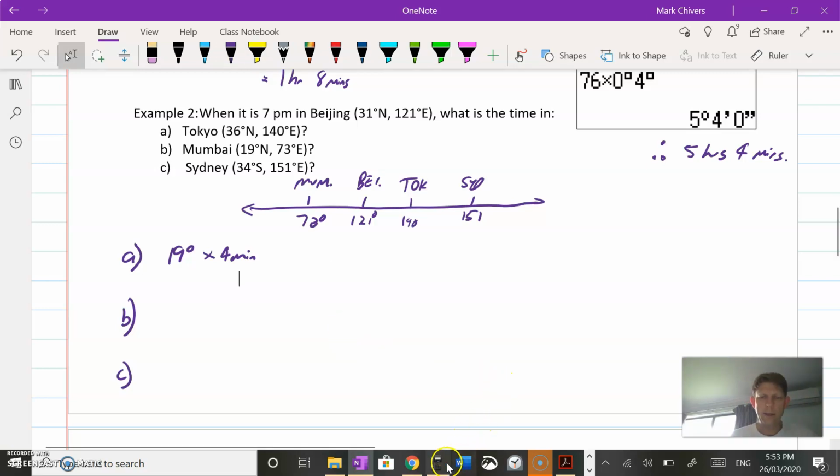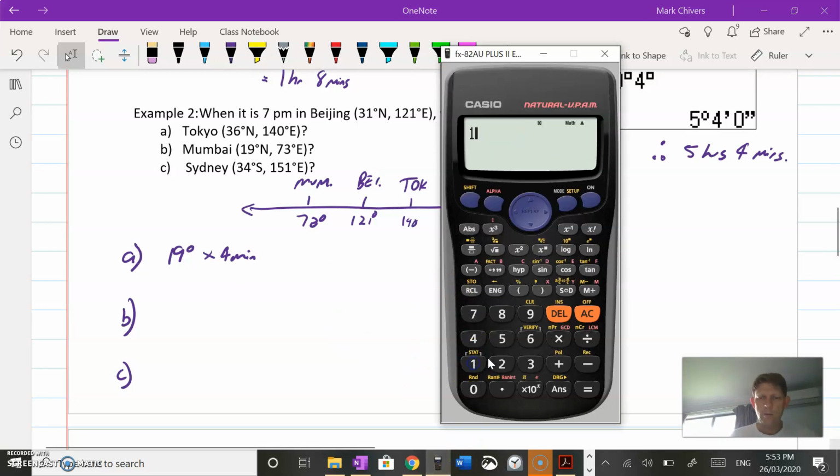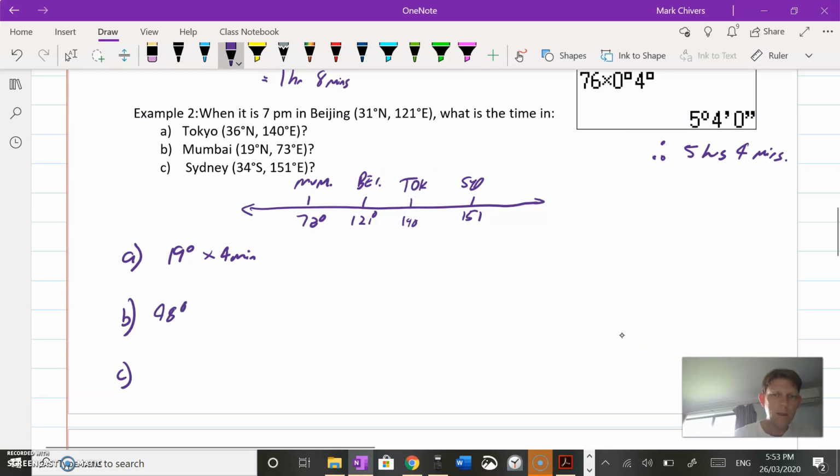I might even use the calculator for that one. So 121 take away 73. And that gets us 48 degrees. And then finally, Sydney is 151. Beijing's 121, so the difference there is going to be 30 degrees. We're obviously multiplying all of those by 4 minutes.